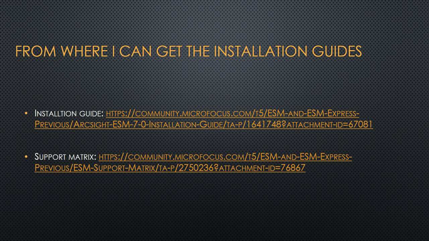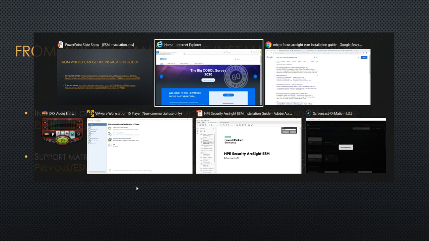So moving forward, from where can I get the installation guides? The first link is showing the installation guide itself. This is the direct link to the attachment for the ESM7 installation guide, but I will show you how to get to this guide from a search on Google. And this is a support matrix where you can find the supported platforms that you can install the ESM software on. So let's do it together.